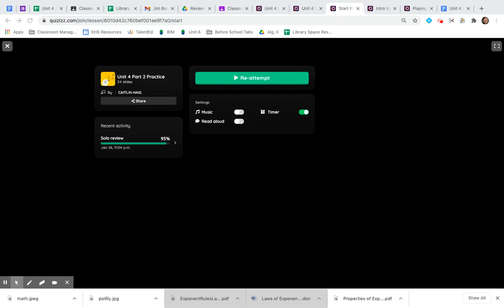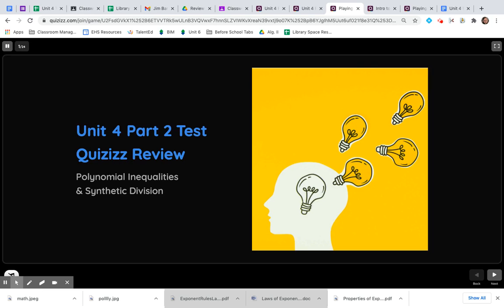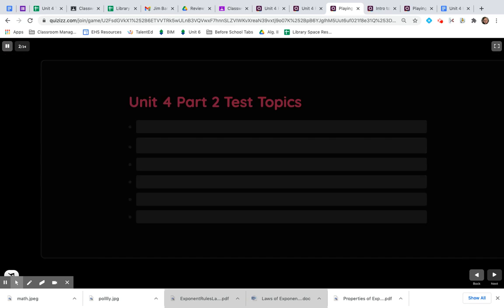All right. So, I guess I attempted this last night, so I have to hit reattempt. When you pull this link up, it should say Unit 4, Part 2 Test Quizzes Review now. There are two things this is going to go over, the inequalities and synthetic division. You should be fairly ready for synthetic division because it was already on Part 1. It just wasn't as big of a part on Part 1.